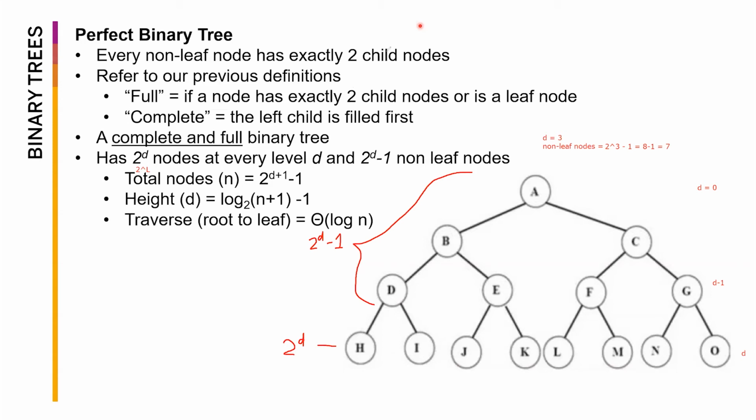So the story behind this formula is: it's 2 raised to D plus 2 raised to D minus 1, which is equal to 2 times 2 raised to D minus 1, which is equal to 2 raised to D plus 1 minus 1. That's the whole story. Do you follow?